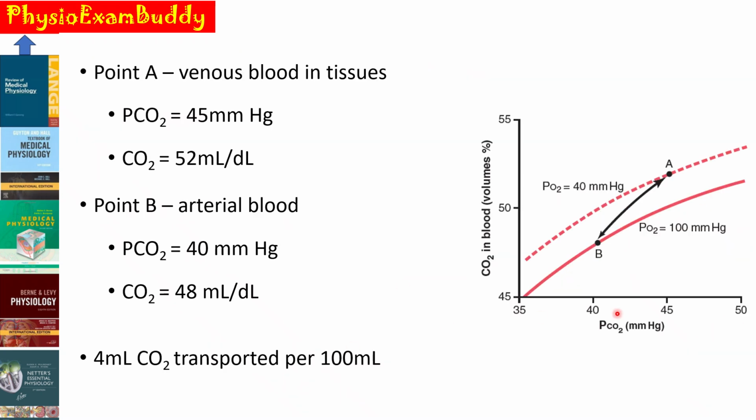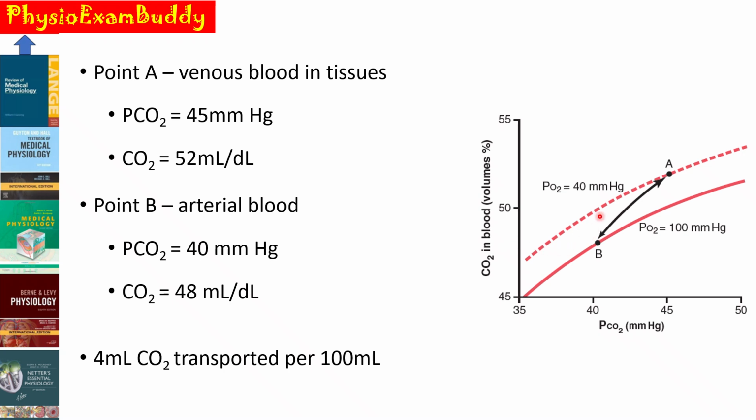This is again the carbon dioxide dissociation curve, and 2 points were marked here, that is point A as well as point B. Point A in this graph denotes the venous blood in the tissues, and the PCO2 is around 45 millimeters of mercury, and the corresponding carbon dioxide concentration is 52 ml per deciliter. Whereas here the point B denotes the arterial blood, where the PCO2 is around 40 millimeters of mercury and the corresponding carbon dioxide concentration is around 48 ml per deciliter of the blood.